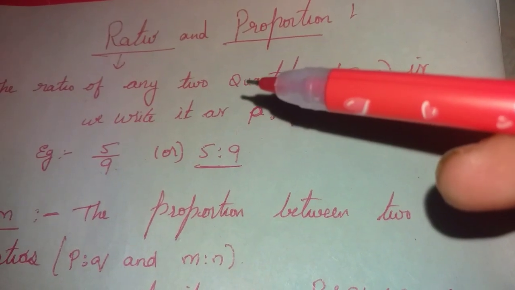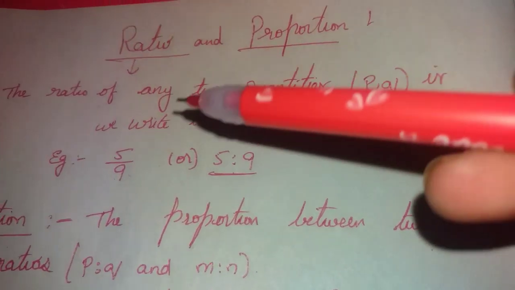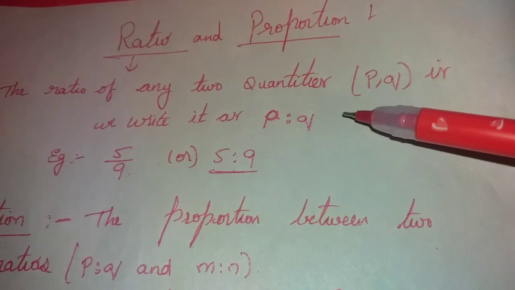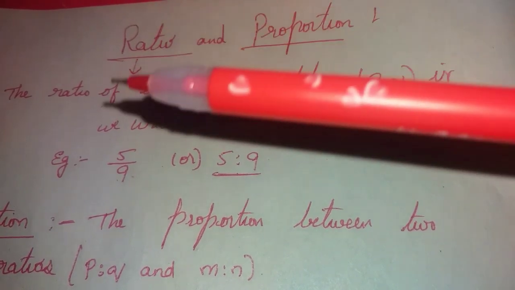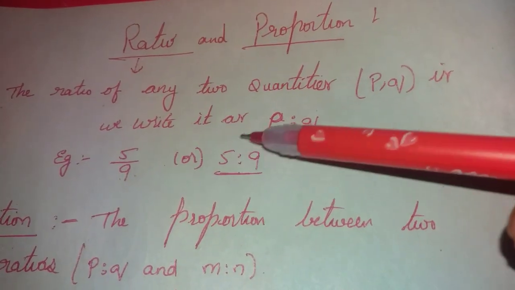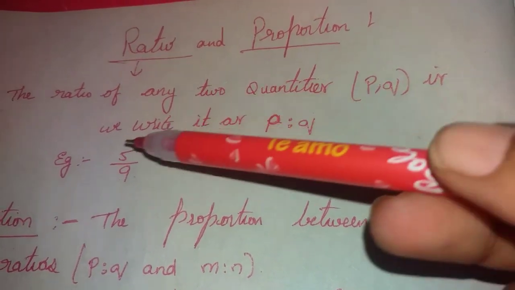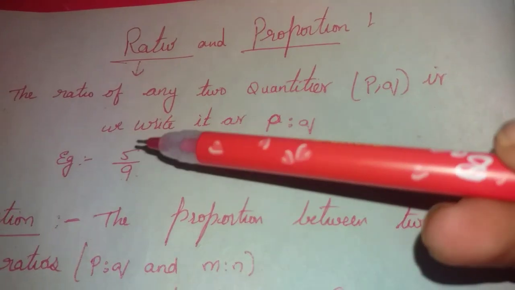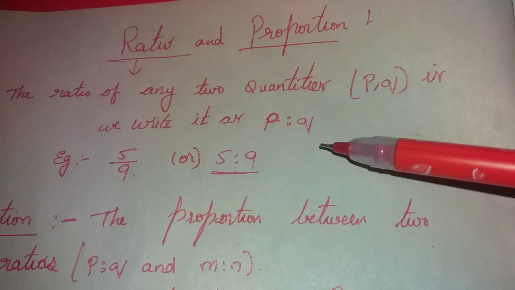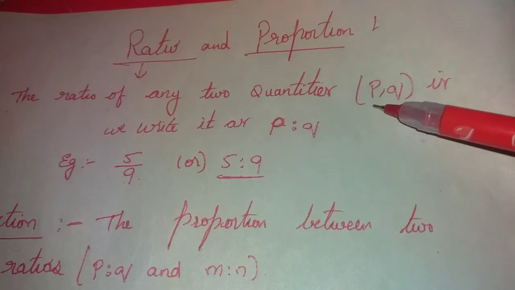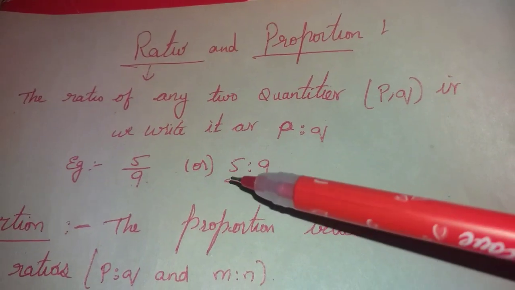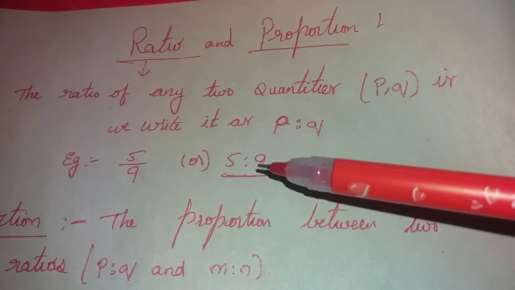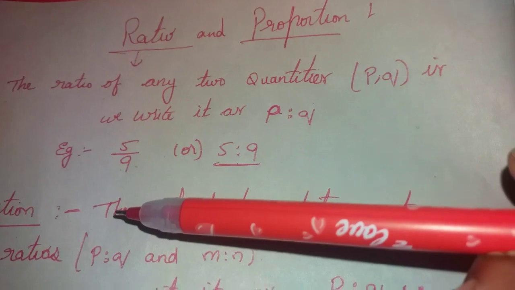Today we are going to discuss ratios and proportions. The ratio of any two quantities p, q, we write as p is to q. For example, 5 is to 9. We can also write it as 5 by 9.